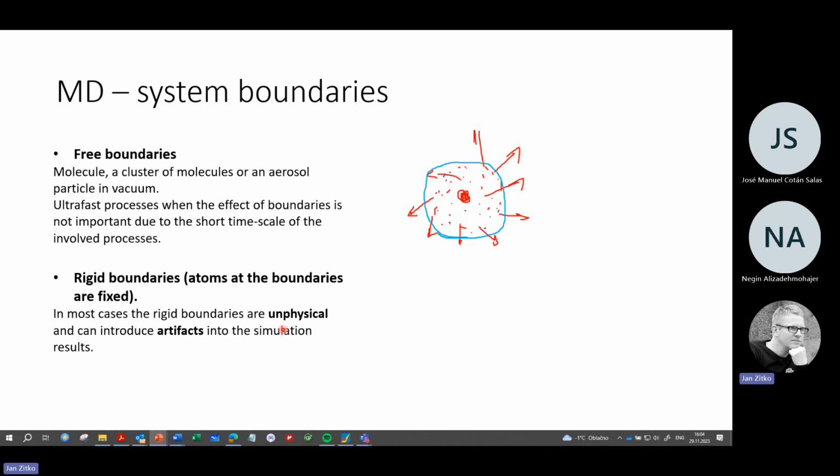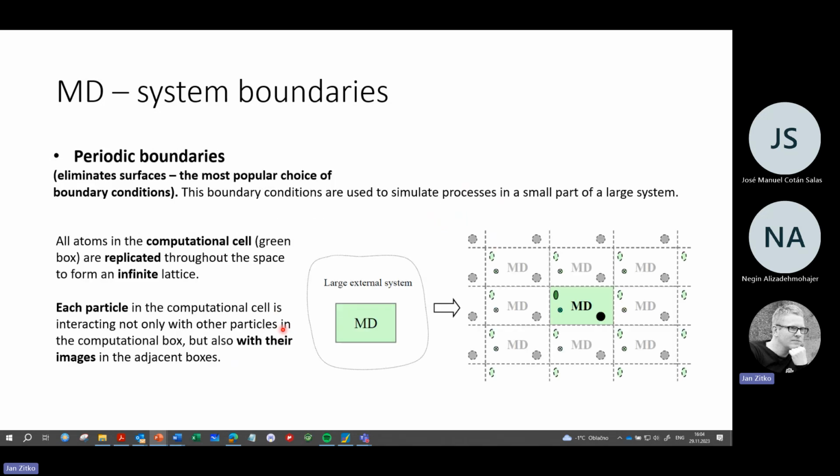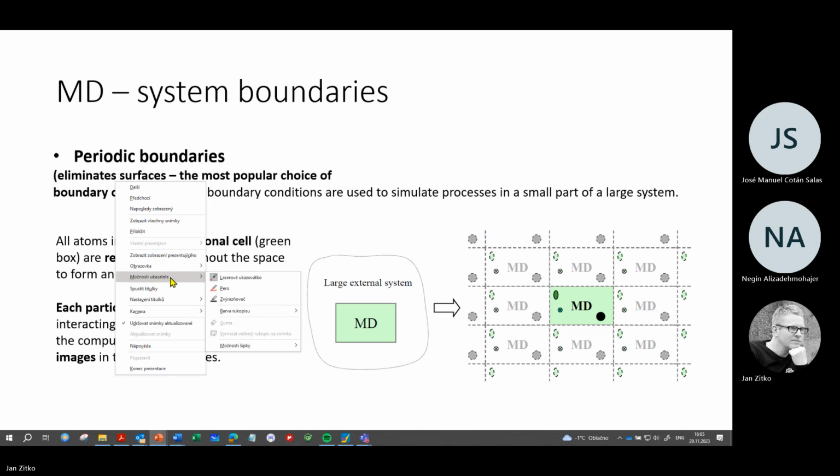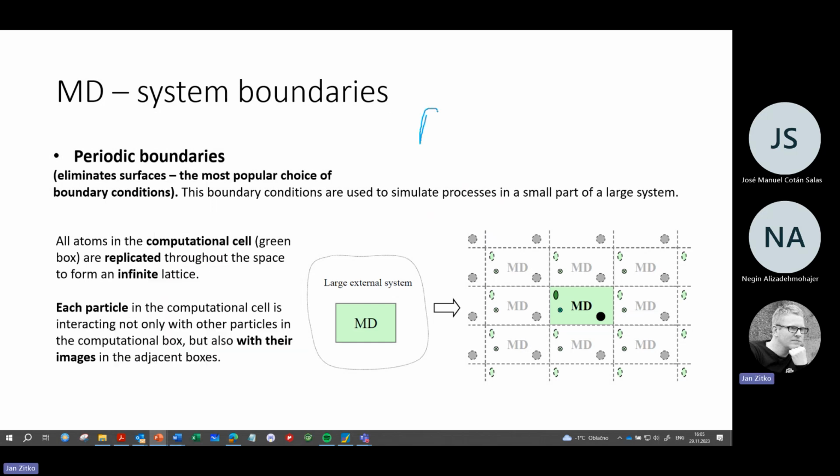All right, so the last approach to cope with the boundaries of the system is the so-called periodic boundary system, often abbreviated PBS, or you can see the abbreviation PBC, periodic boundary conditions. So what is it all about? It's quite a smart method by which you can actually eliminate the boundaries.